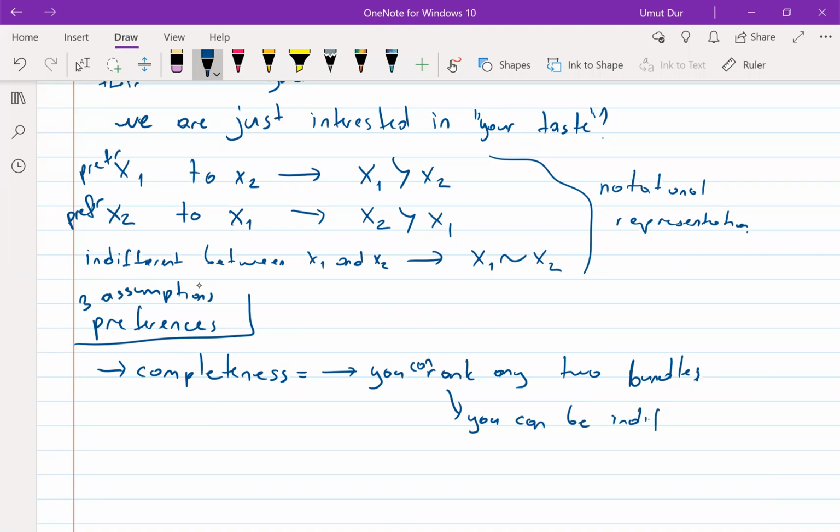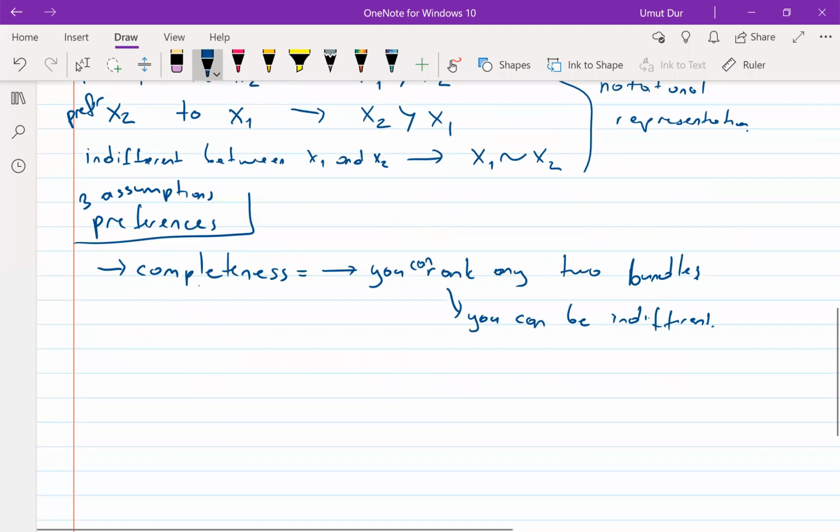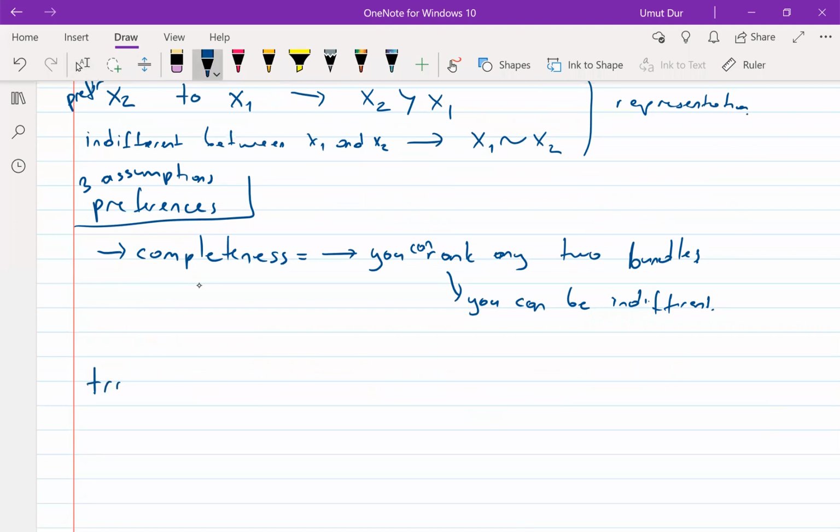Okay, the only thing that we are asking is you need to answer in a way that you either prefer the first bundle, the second bundle, or you are just indifferent between those two bundles. You shouldn't answer that, so I cannot rank them. Okay, the second one is the transitivity.